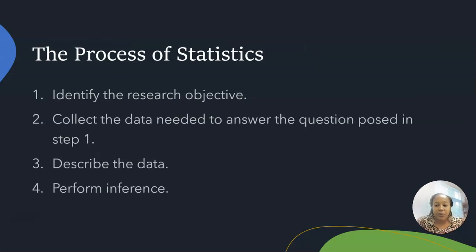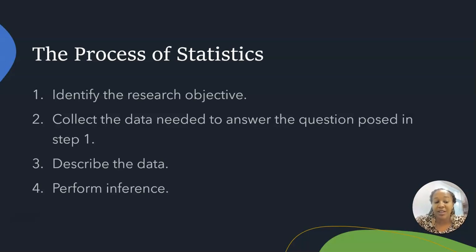All right. And the last thing we're going to talk about in this video is the process of statistics. So this is the process that you will go through to collect and organize everything that's associated with statistics. So the first thing you have to do is identify the research objective. So there's something that you want to study, there's some question that you have, and you have to identify what that is. The second thing that you'll do is you'll collect the data that you need to answer that question that comes from that research objective in step one.